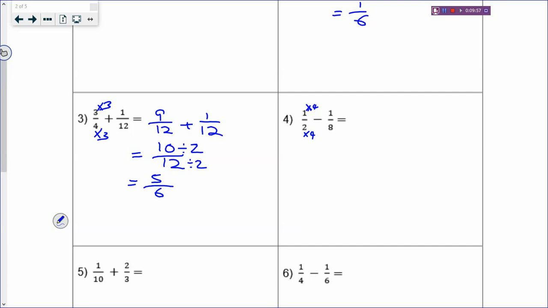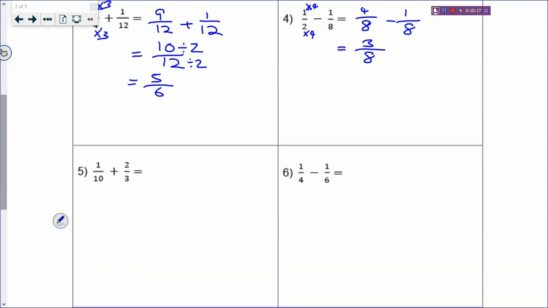But try to get something smaller, because the smaller number you have, the easier to work out the answers. So you have 1 times 4, which is 4 out of 8, minus 1 out of 8. And you will get 3 over 8, which is your fraction in the simplest form. Alright? Okay, now let's go to some more.